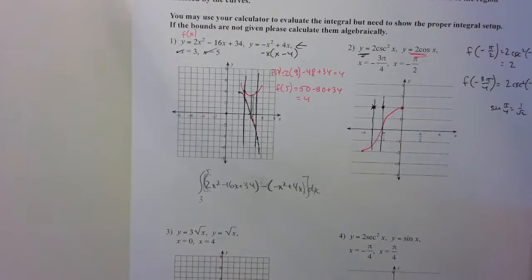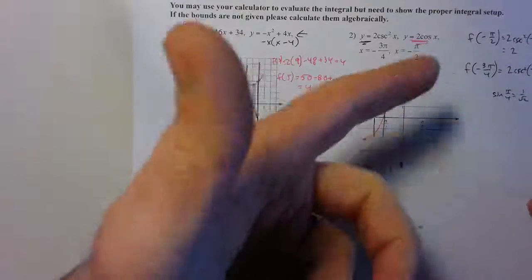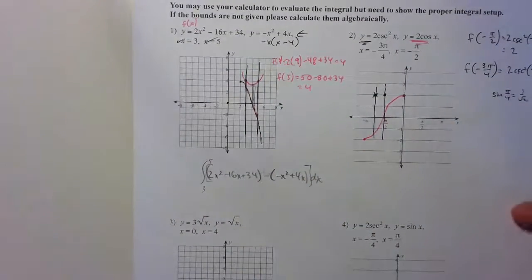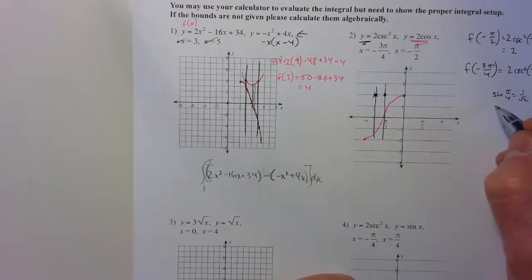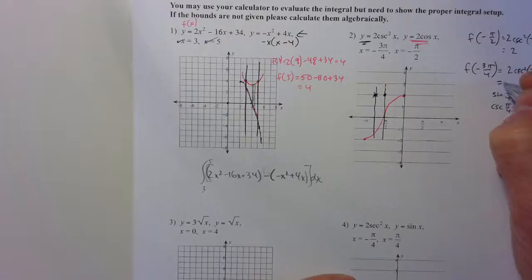Now it doesn't matter what quadrant we're in, because remember, sine's always the same. It's either positive or negative, but it's going to be squared. So if I flip this, the cosecant of pi over 4 is root 2. If I then square it, it's going to be 2, so that equals 4 overall.